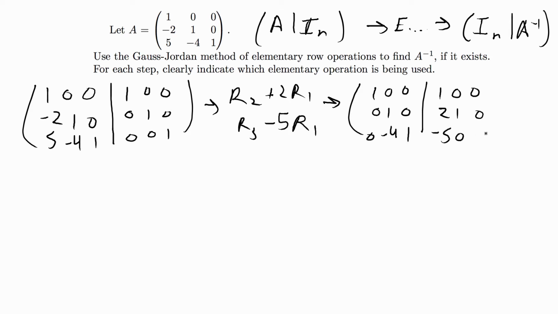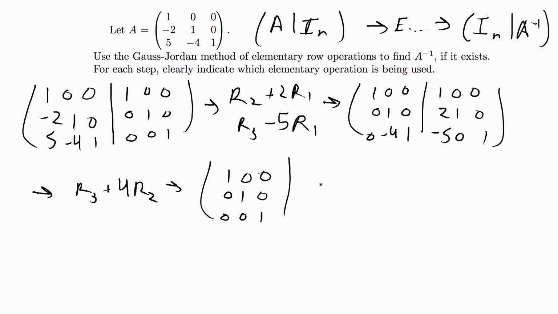negative 5, 0, 1. And then the next operation I did was R3 plus 4R2, and that gave me the identity on the left. And on the right we had 1, 0, 0, 2, 1, 0, 3, 4, 1.